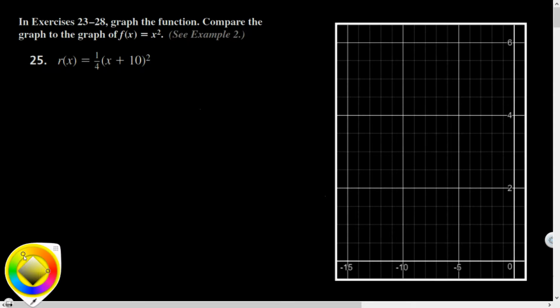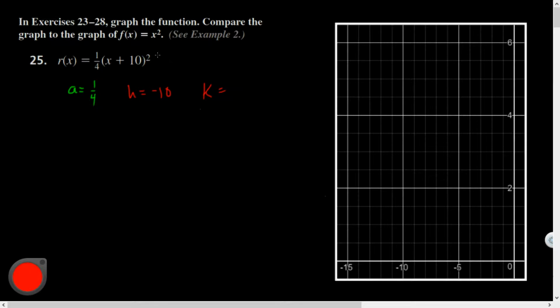So let's start by figuring out what A, H, and K are. A here is going to be a quarter. H is going to be the opposite of this 10, so negative 10. And K... guys, the K is gone. Someone stole the K, but we have a way to represent nothing in math. We call it 0. So negative 10, 0, so I can plot that point right here, like so.